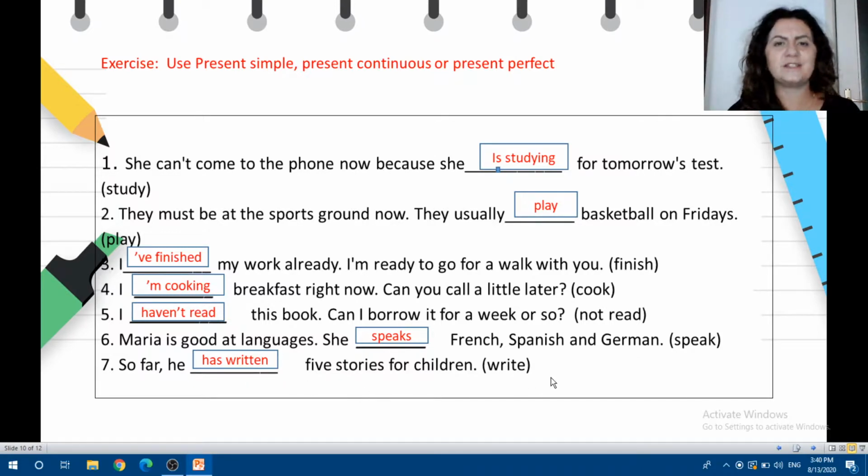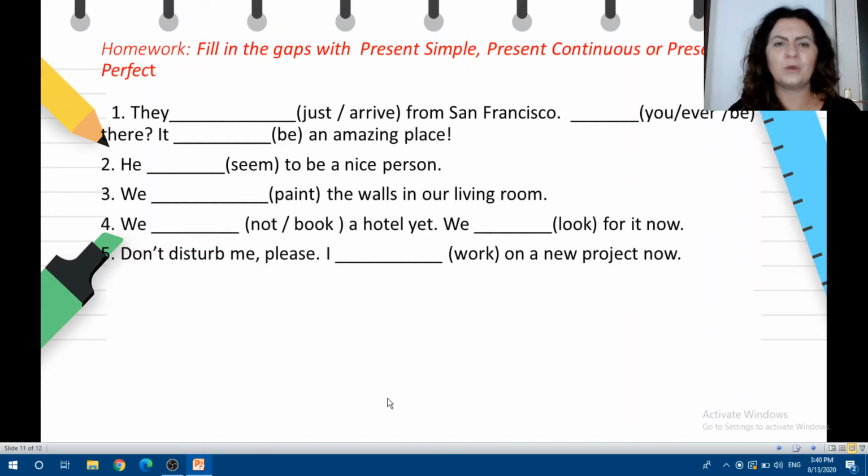Well done, students. I'm sure that you all did the activity successfully. You can do it once again. For homework, you can do the following activity. You can pause the presentation and you can write the sentences in your notebooks. Your task is to fill in the gaps with present simple, present continuous, or present perfect tense.